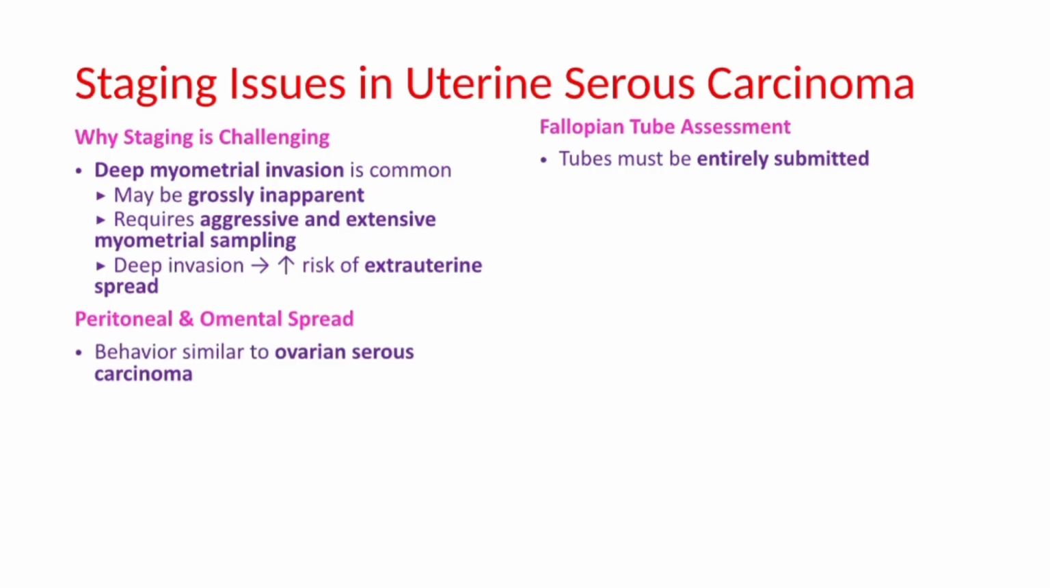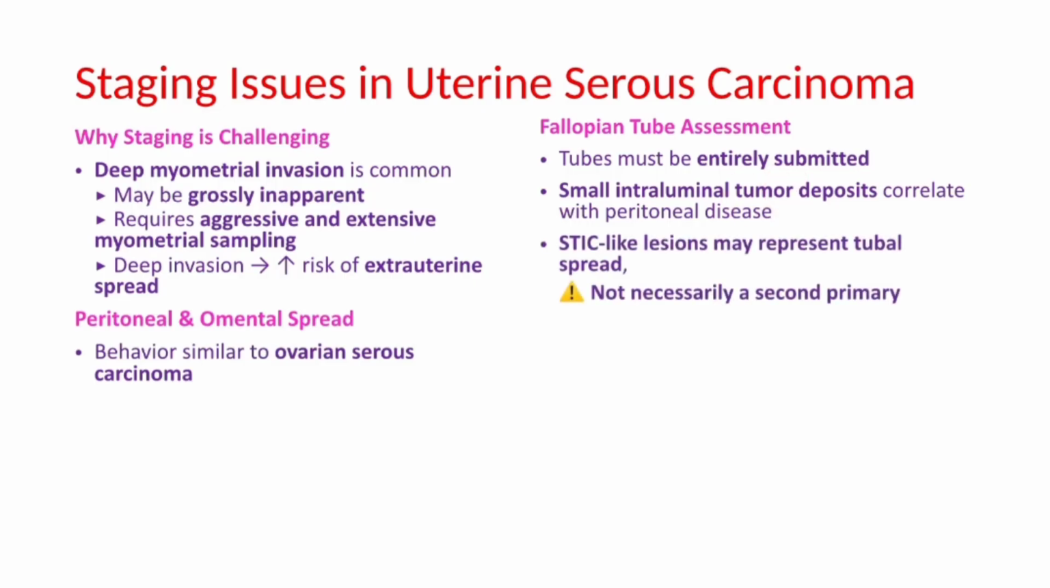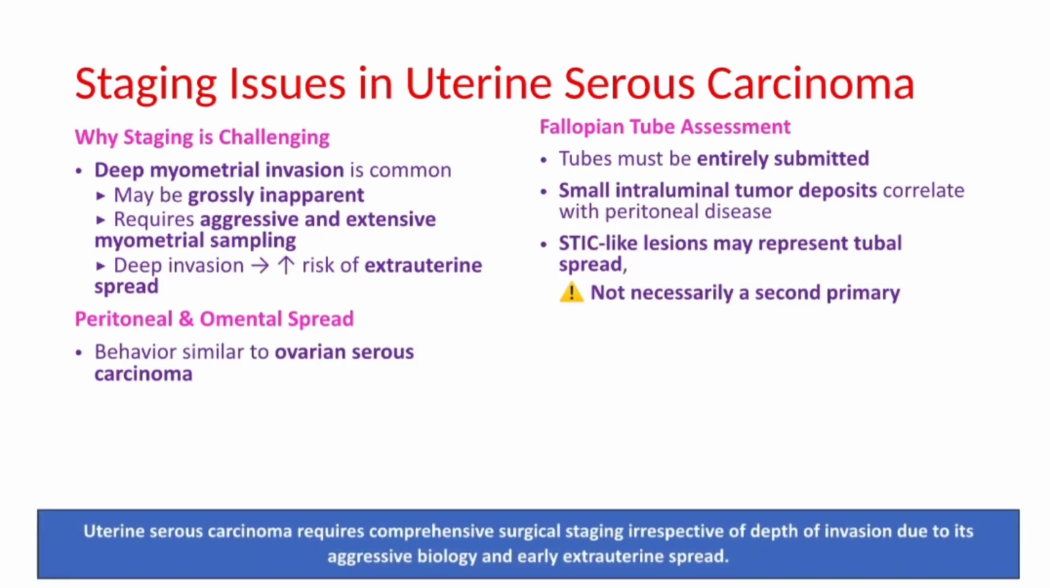And along with this peritoneal and omental spread, fallopian tube assessment is very important. So at that time we have to submit the whole tube, entire submission of tubes is required. Small intraluminal tumor deposits correlate with peritoneal disease, and a stick-like lesion may represent tubal spread. So it is not necessarily a second primary, it is generally a spread from the uterine serous carcinoma.